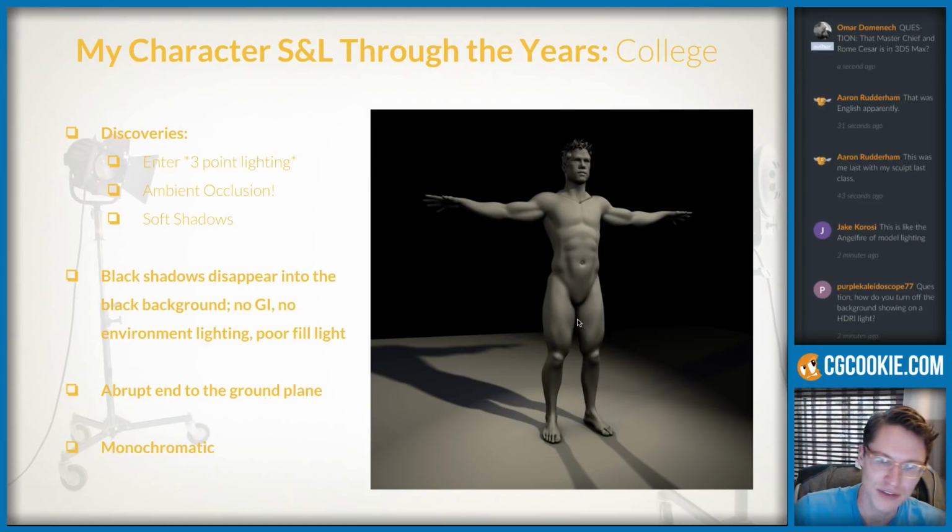It also means there's still no global illumination, no environment lighting, and very poor fill lighting. The other 2 lights other than the key light are not really doing much. It's not providing a rim light. It's not filling in the shadows very much. So, ugly. And then there's an abrupt end to the ground plane, which I mentioned in some of the vehicle renders.